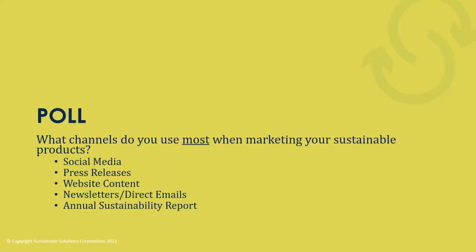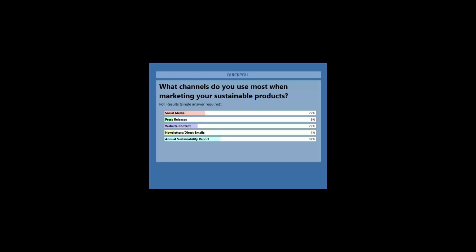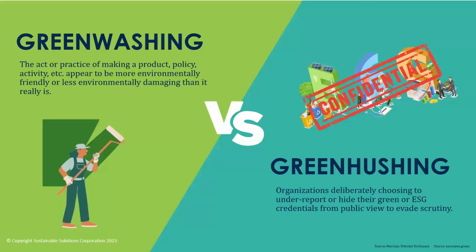So if we look at the results here, it looks like about 37% are communicating through your sustainability report, 22% web content, 27% social media, then 6% press releases. So it looks like you're using all media. This is great. 52% of you voted. So everybody's going across the board, and it might even be a combination. So thank you for that input there.